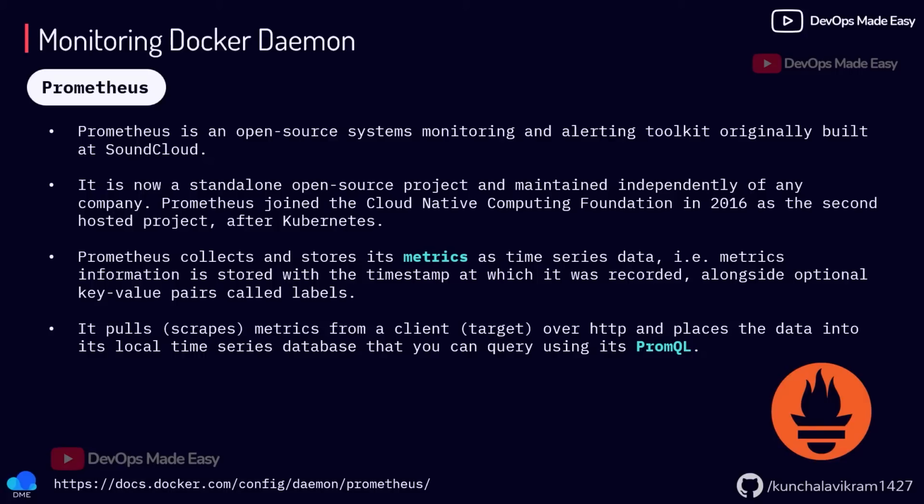Now, Prometheus collects metrics at certain time points as time series data. That means at this timestamp, this is the CPU utilization of the container, and for the next second, this is the CPU utilization. So it will collect all these metrics and store them inside its database called time series DB, also known as TSDB.